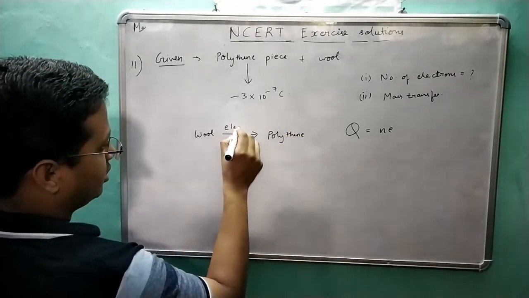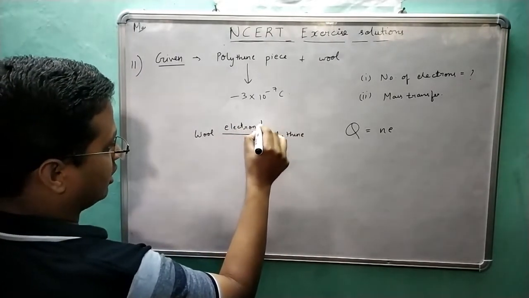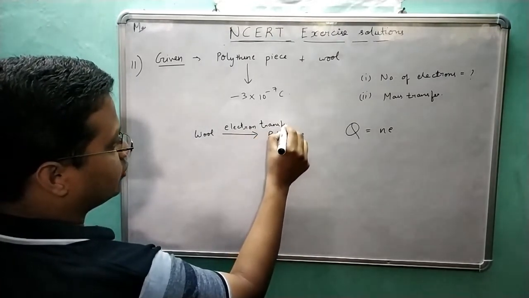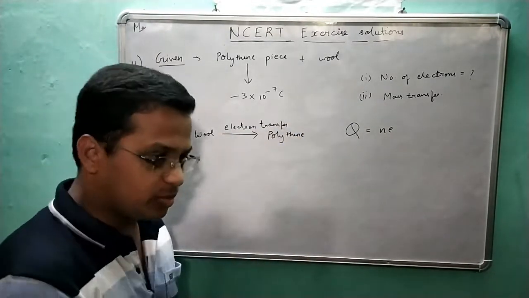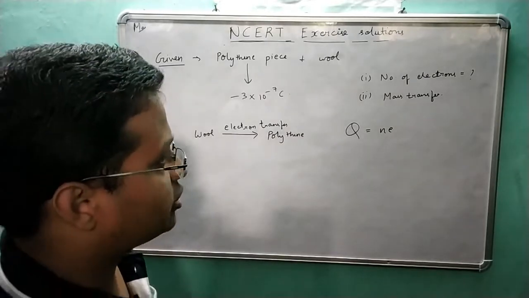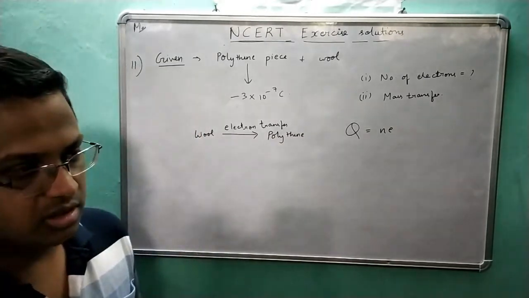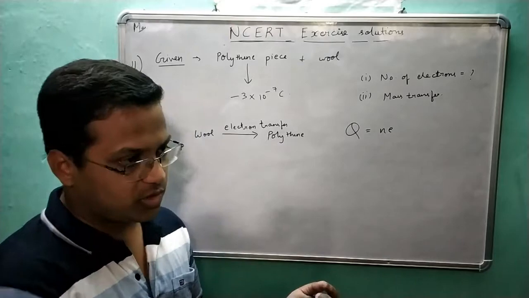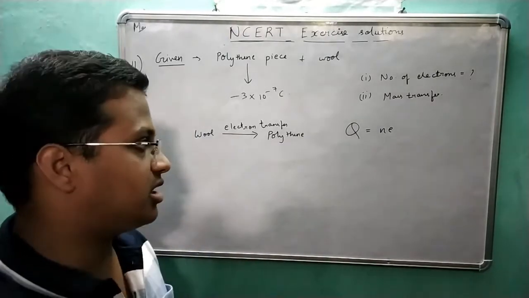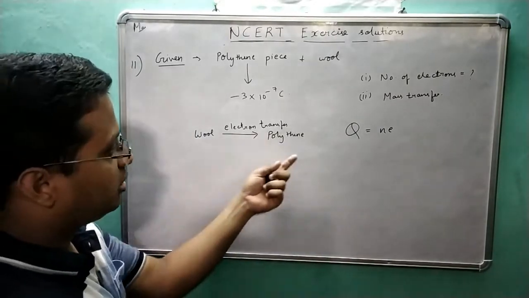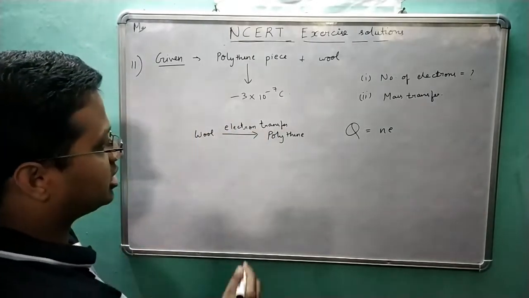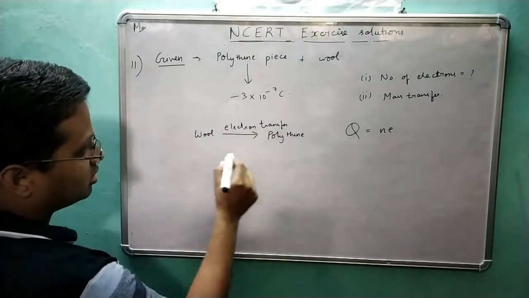So this is the direction of electron transfer. That is why polythene has got negative charge. You must have studied in chemistry also, elements like chlorine accept electrons, and that's why it has a charge of Cl minus. So polythene, on accepting electrons, became negatively charged. So how much charge? Let's apply this formula.